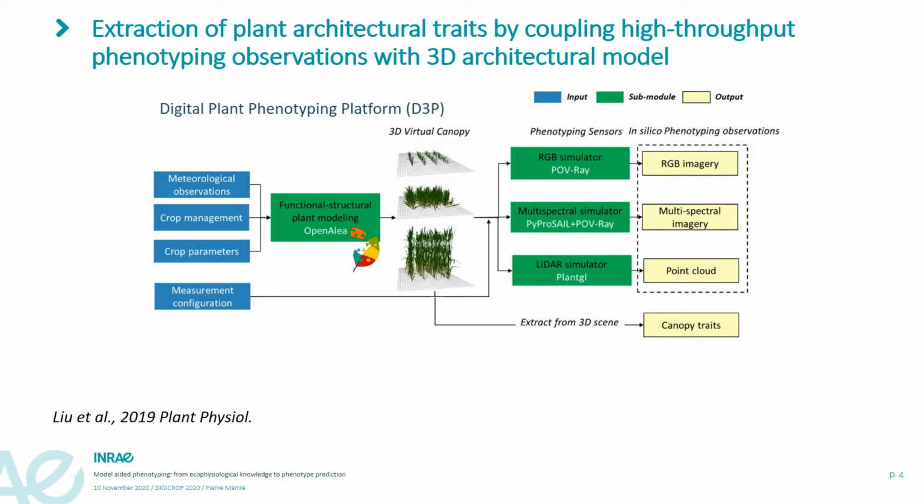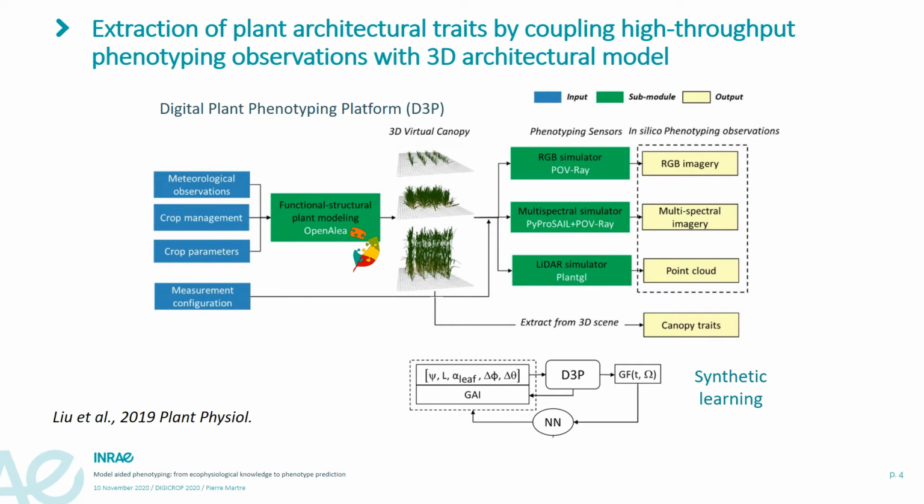Thousands of virtual canopies can be produced by perturbing the inputs of the 3D models. Here we created over 2,000 virtual canopies by perturbing 5 influential parameters identified from a sensitivity analysis of a model, and trained a neural network to estimate these parameters.